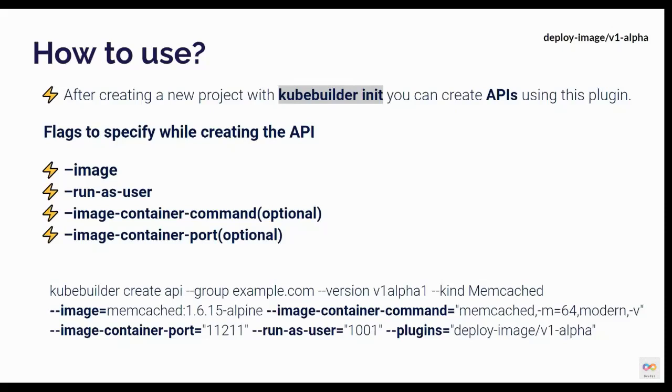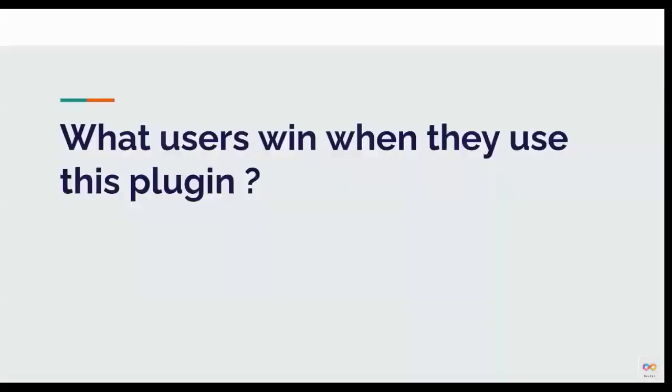Now come two optional flags: image-container-command, for specifying the command the container image is run with. The second optional flag is image-container-port, for specifying the port of the container. So what do users gain when they use this plugin?